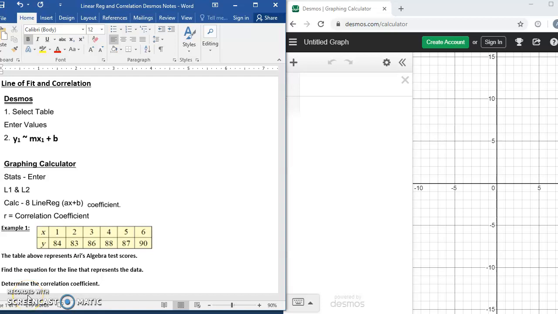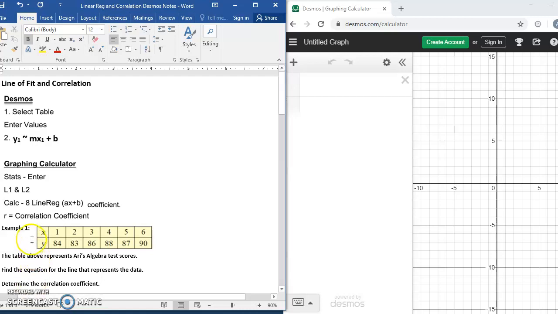Hello, today we are going to investigate how to find a line of fit and correlation. We can freehand a line of best fit using a scatter plot, but we're going to use graphing technology. Today I'm going to show you how to use Desmos, but you may also use a graphing calculator.